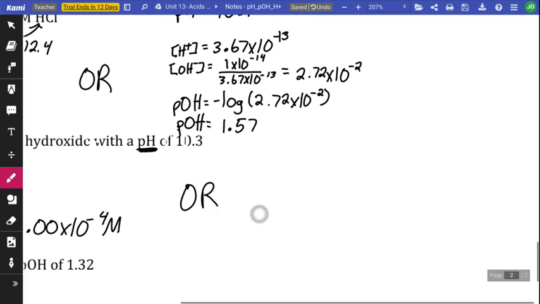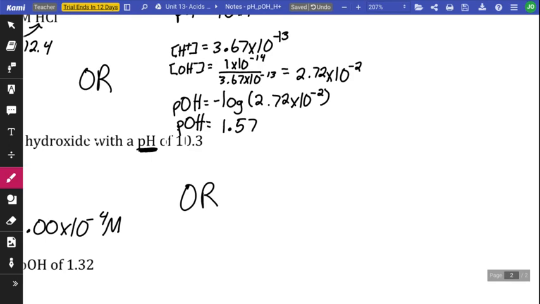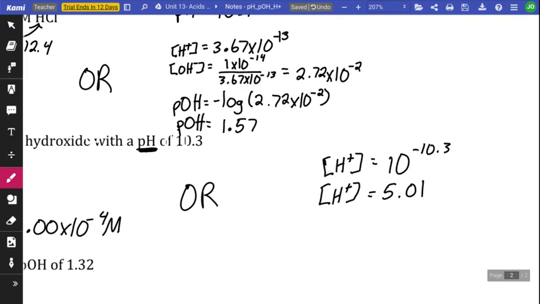Or you could do it with my pH. I have a pH of 10.3, and I could go to our hydrogen concentration. Okay, and I would do that with 10 to the power of the negative pH. So 10 to the power of negative 10.3. And what that would give me would be a hydrogen concentration of 5.01 times 10 to the negative 11.